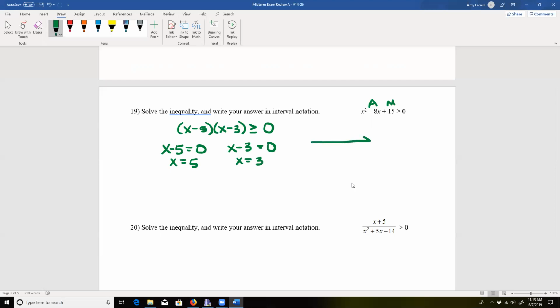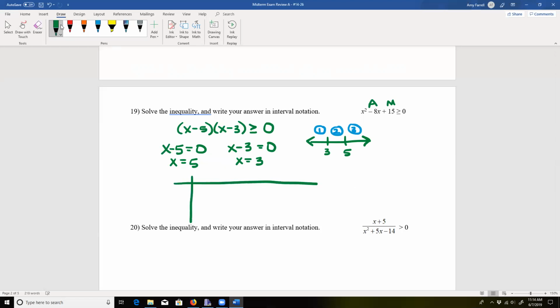And I'm going to put them on a number line because I feel like it's helpful to come up with the intervals using a number line. So I put them in numerical order. 3 is smaller than 5. So these 2 numbers split our number line into 3 intervals. Interval 1, interval 2, interval 3. Those 3 intervals go at the top of your chart. So I'm going to make kind of a big chart here.